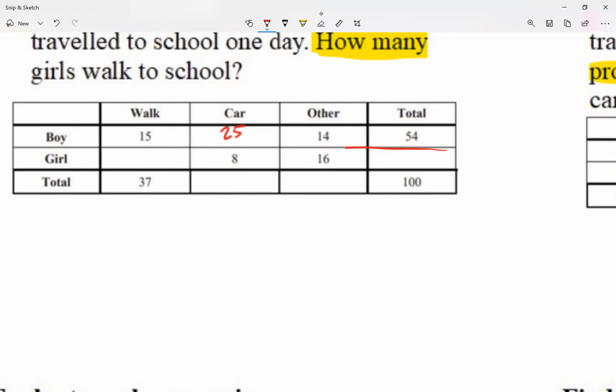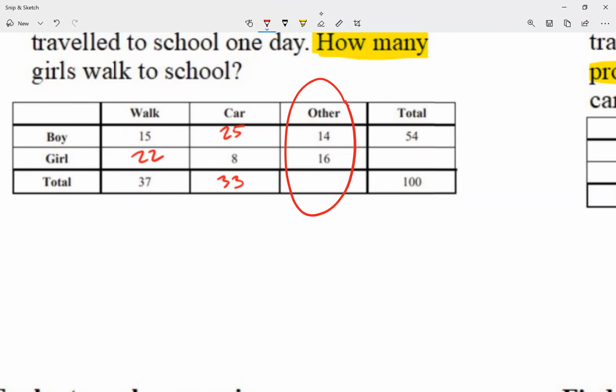Now, I cannot look at this row of girls because I'm missing two values. Again, look at a row or a column where you're only missing one value. So I can look at this column. The total is 37. One number is 15, so 37 minus 15 is 22. Okay, I have that now. I could look at this column here. 25 plus 8 is 33. So I have a 33 for the total here at the bottom.